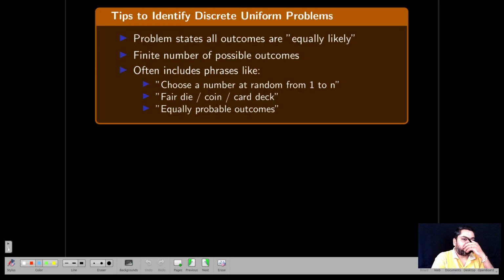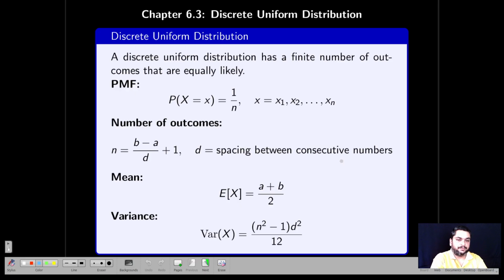Now, how do we identify the discrete uniform distribution? First of all, the data will be discrete, and then uniform means equiprobable. If you see something like a random number from 1 to n, a finite number of possible outcomes, equally likely. This is very important: the probability of each event is equally likely. For example, the pair of dice experiment.